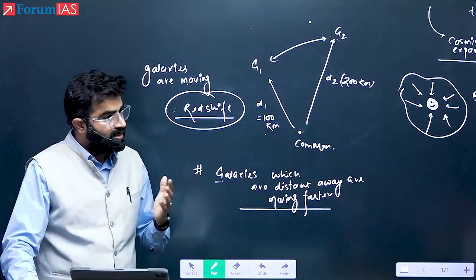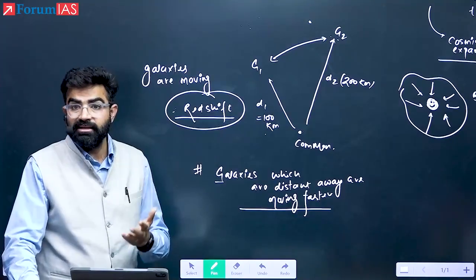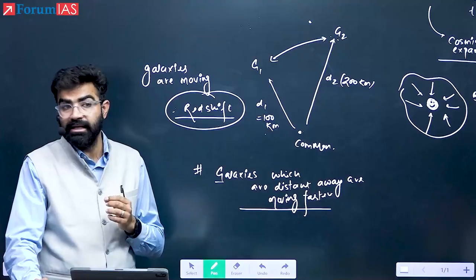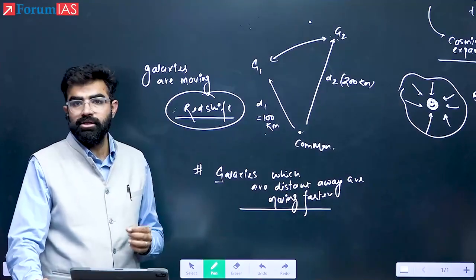What are hydrogen and helium? They are nothing but the lightest elements. So which is found in abundance in our universe? It is hydrogen and helium. That is one very crucial piece of evidence.